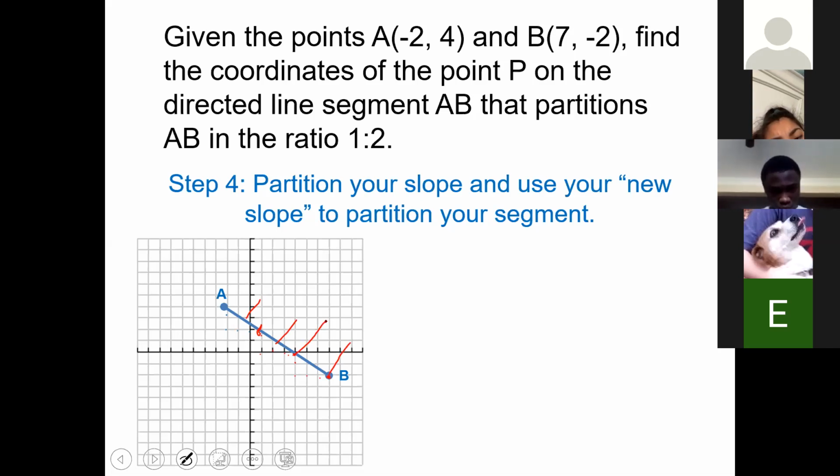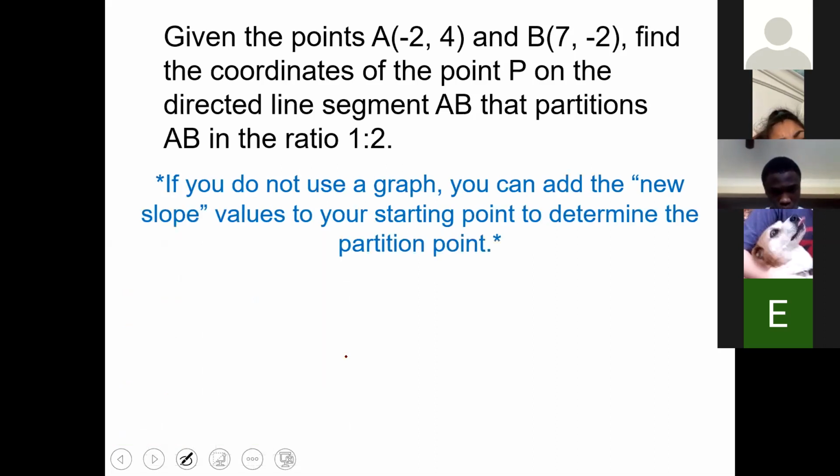Wait, that's not looking right. Hang on, I just got to erase some things. Don't worry, it's right. I just don't like the way that looks. Now you can see that these are equal segments here. And then it says, now, if we don't use a graph, you can add the new slope values to your starting point.